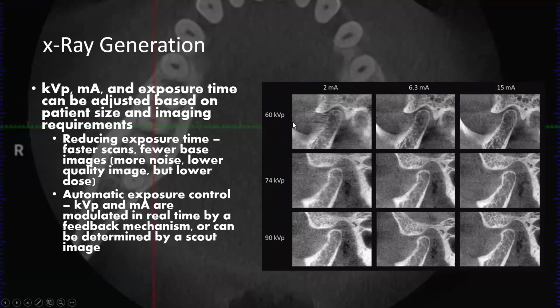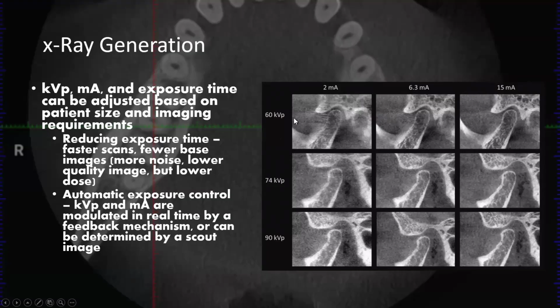Some of them may have higher or lower KVP settings. So this is one where, depending on the settings that you use, it will adjust the KVP and the MA for you. Some of these do a scout exposure. You put the patient in the image, you align them, and it does just a quick, really low dose cephalometric projection just to see if you have things in the right field of view. And then you can adjust the patient or you can adjust the machine based on that. But then it also may adjust the KVP and MA to make sure it has an adequate image.